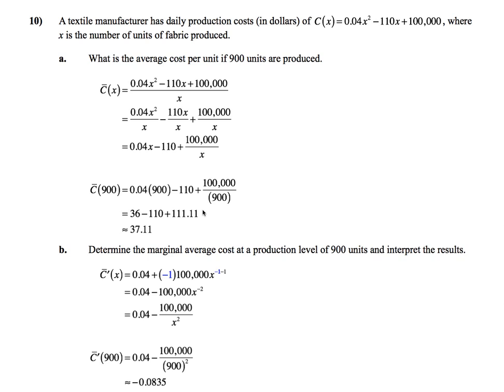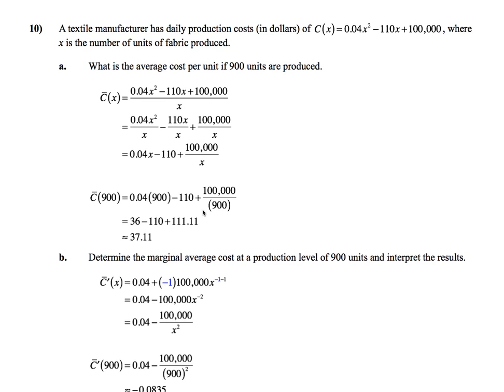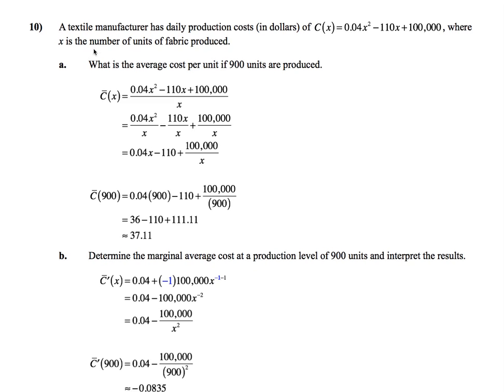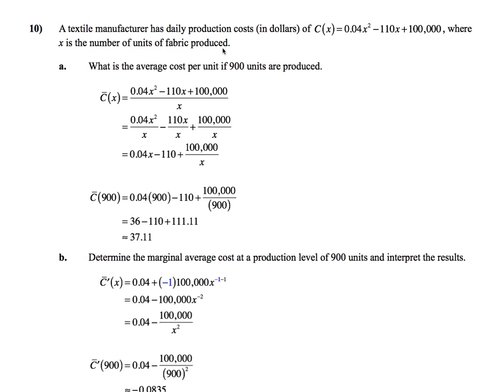Now, question 10 says that a textile manufacturer has daily production costs that are given by this function here, where x is the number of units of fabric produced. And we're asked in part A to determine the average cost per unit if 900 units are produced.